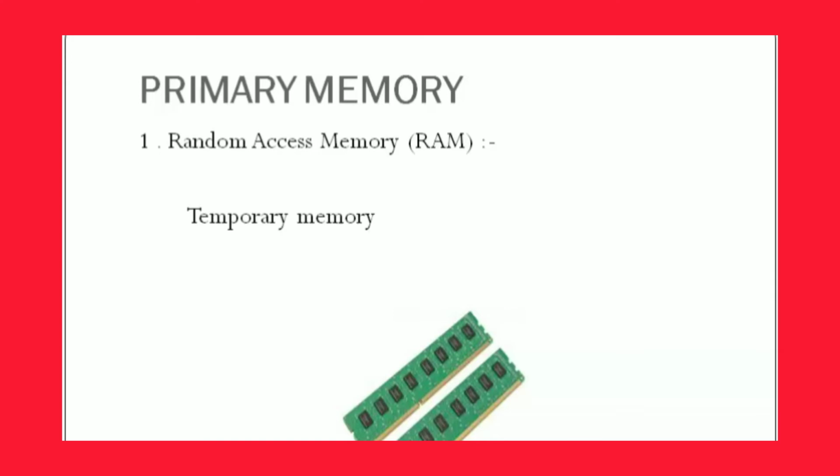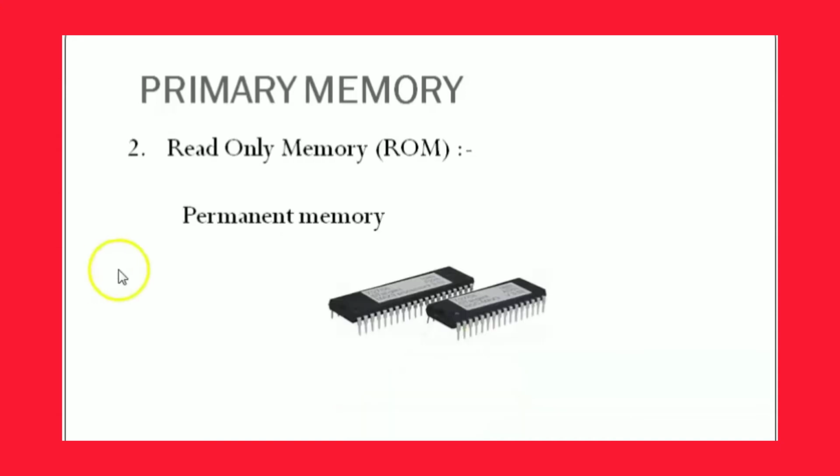Then second is the ROM, that is read only memory. It represents the permanent memory of the computer as it doesn't lose its stored information even when the computer is turned off. The information stored in a ROM cannot be altered. That's why it is called the permanent memory.